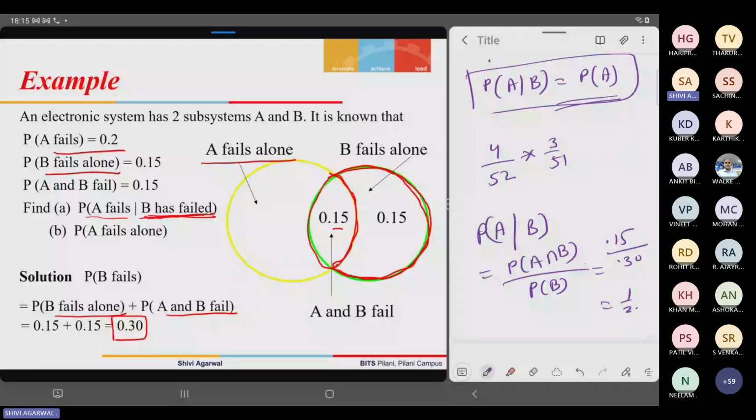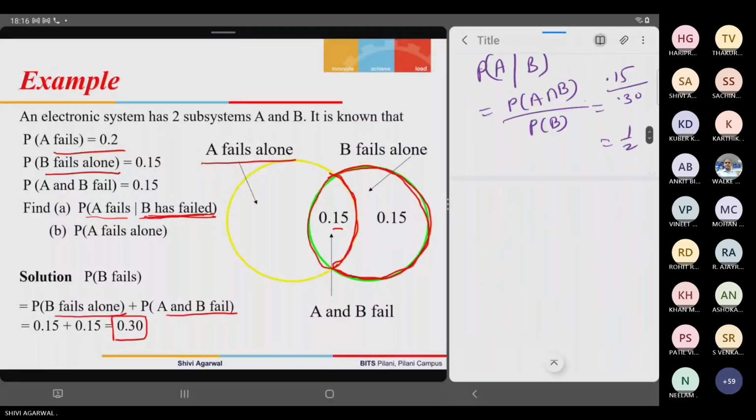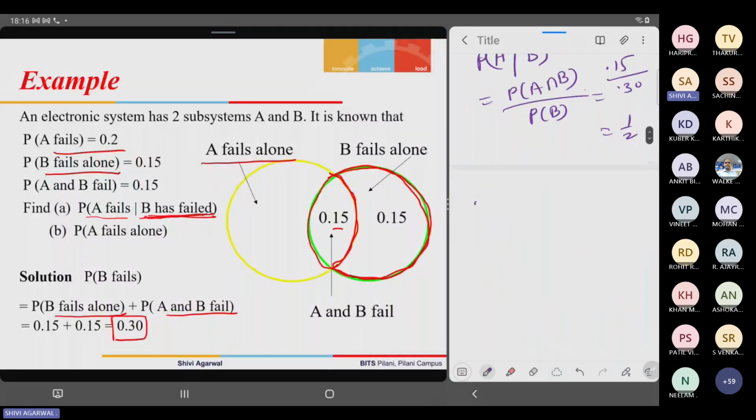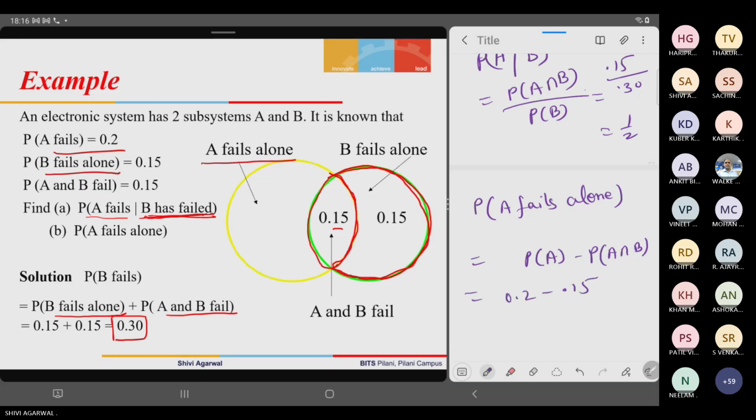Now, B part: you can find out A fails alone. How can you find out the probability of A fails alone? From the Venn diagram, you can say the probability of A fails alone is probability of A minus probability of A intersection B. That you have already calculated. The probability of A is given as 0.2 and A intersection B is given as 0.15.